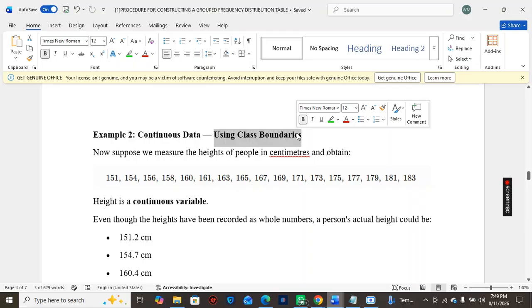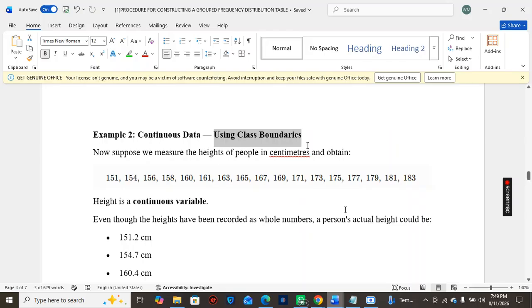Unlike class limits, class boundaries join all the classes together so that there are no gaps, especially if you want to make a bar graph. Remember, in a bar graph the bars are next to each other, there's no space. So what the class boundaries do is connect the classes together, and I'm going to show you how.